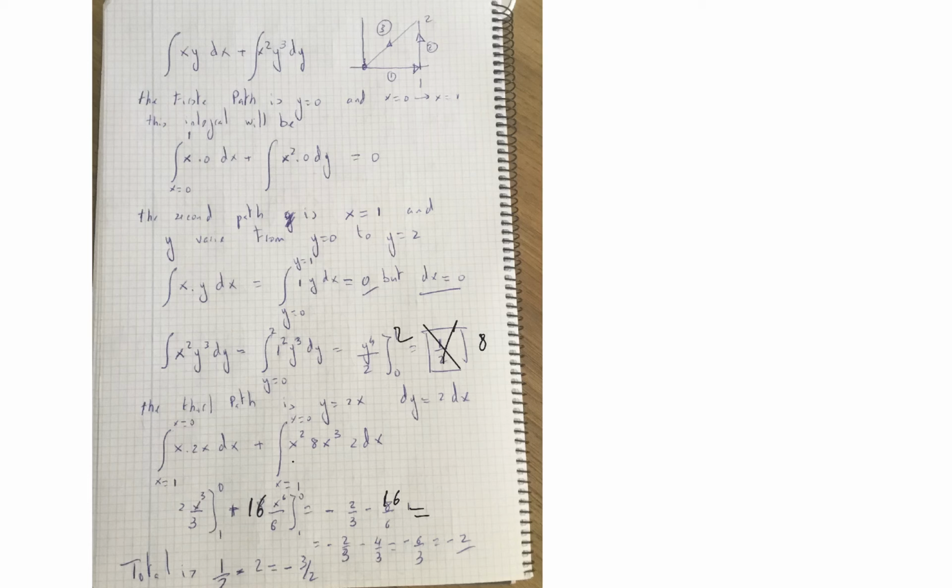So this will be minus 4/6 minus 16 divided by 6. And this will be minus 20 divided by 6. So what we have? We have that the total integral is 0 for the path 1.